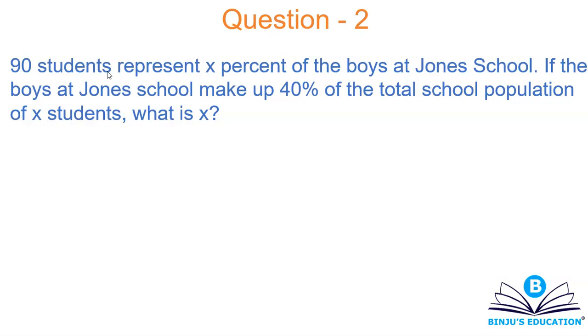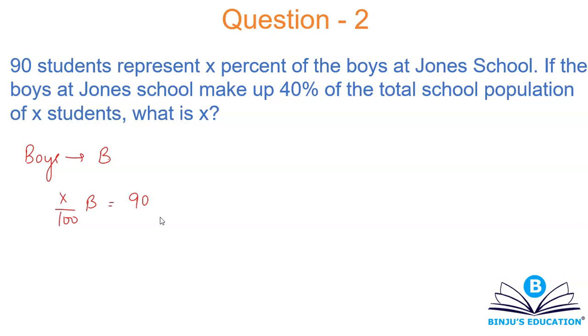So I'm going to decode it line by line. 90 students represent X percent of boys at Jones School. So let's say that the number of boys in Jones School is equal to B. So X percent of B will be X by 100 into B, and that will be equal to 90. So X percent of boys is equal to 90.